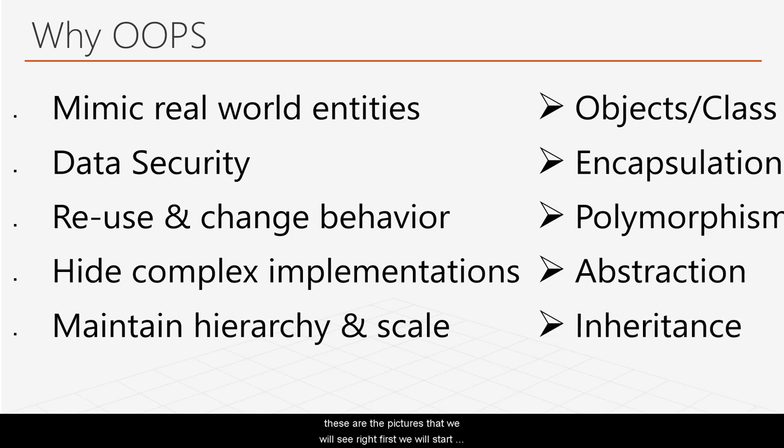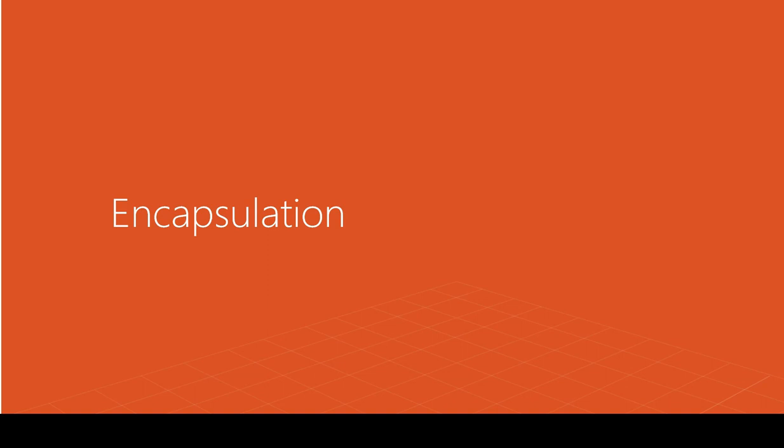Now, these are the features that we will see. First, we will start with encapsulation. Then we will jump into the second, polymorphism. After that, abstraction, and then inheritance. We will look at each of these features in greater detail. So first, encapsulation. Let's get into that. We will see what is encapsulation, what is the unique feature in encapsulation.